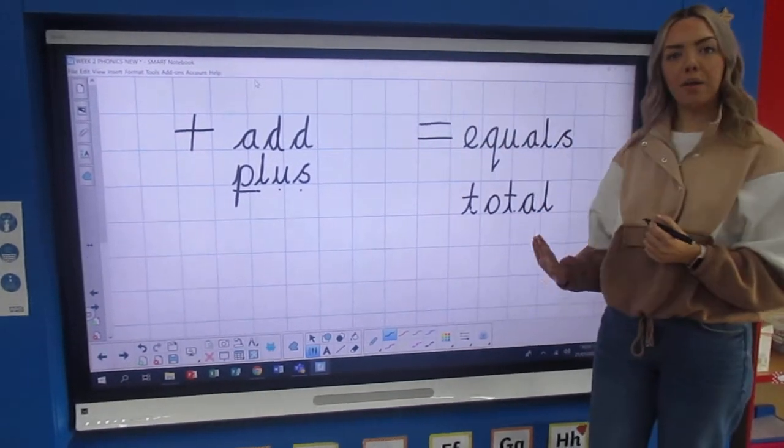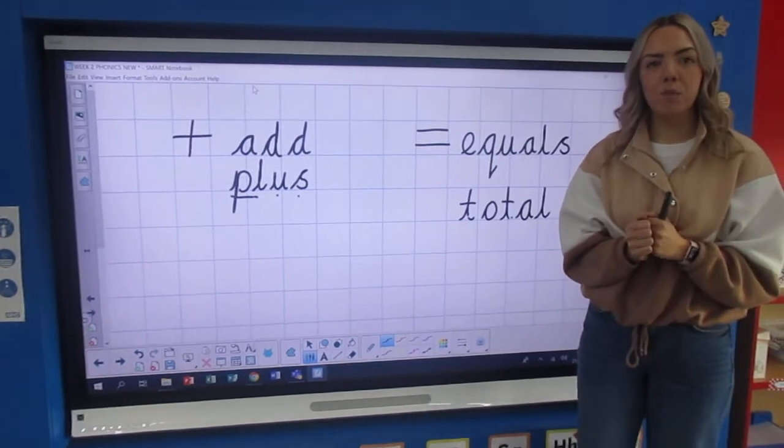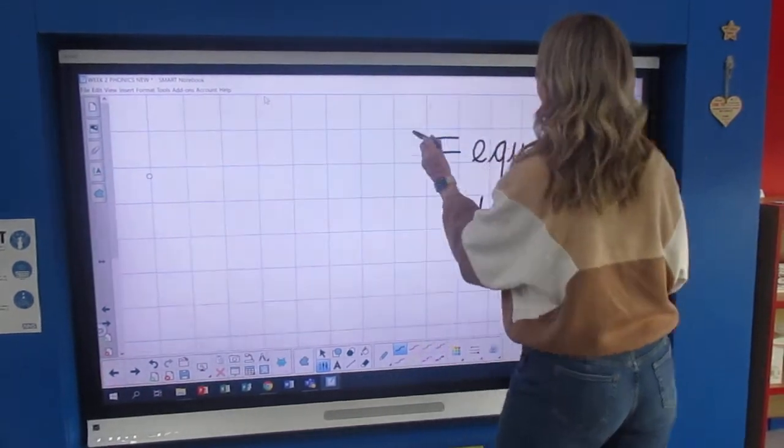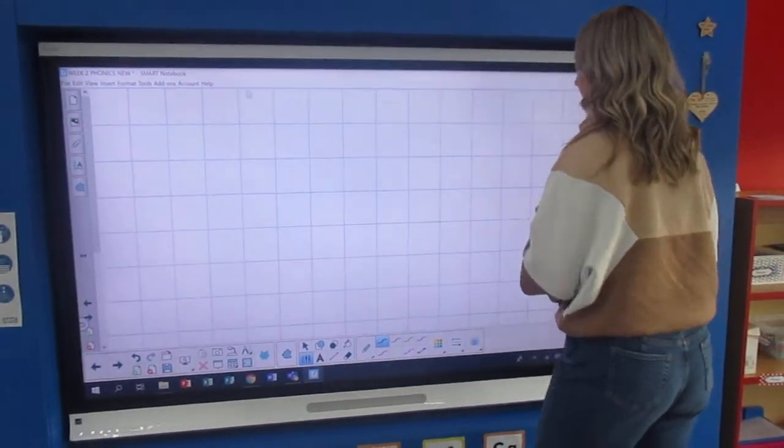So once you've done that, ask your adult to take a picture and then you're going to clean your board and I'm going to clean mine and we're going to do a few quick sums to get our brains warmed up, okay? So clean your board like I'm cleaning mine and then let's get started.